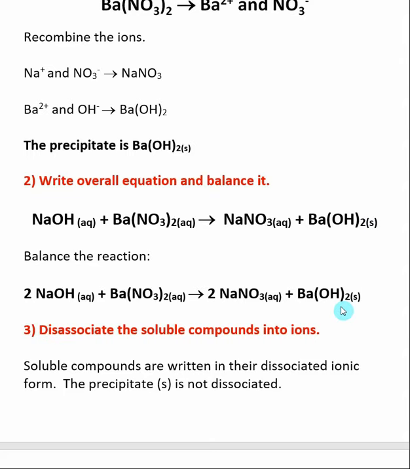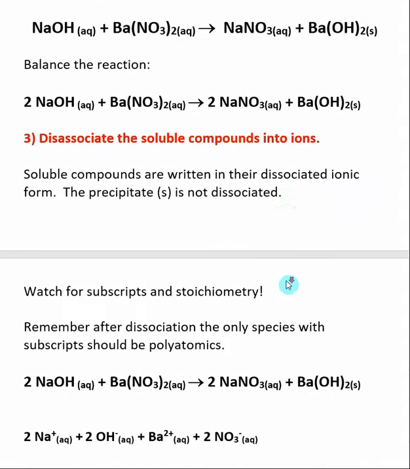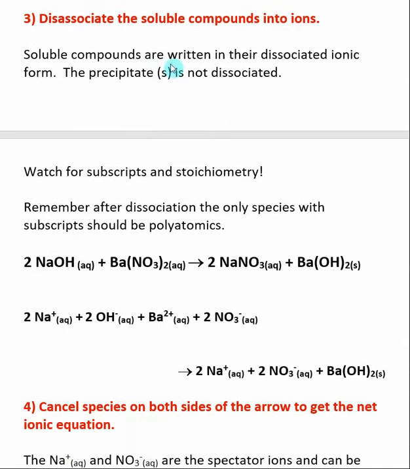Next, we want to find the overall ionic reaction. And to do that, we dissociate the soluble compounds into ions. This means soluble compounds are written in their dissociated ionic forms. The precipitate, which gets the subscript S, is not dissociated. Here, this gets a little tricky. You need to watch out for subscripts and stoichiometry because these are going to come into play when we write out the ionic species.